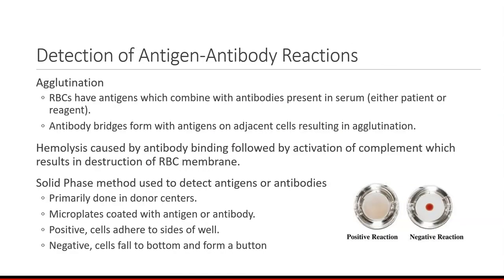Detection of antigen-antibody reactions is done in a variety of methods. Agglutination is our primary way of detecting or seeing these reactions occur. Red cells have antigens which combine with antibodies that are present. The antibody bridges form with antigens on adjacent cells, and this results in agglutination.